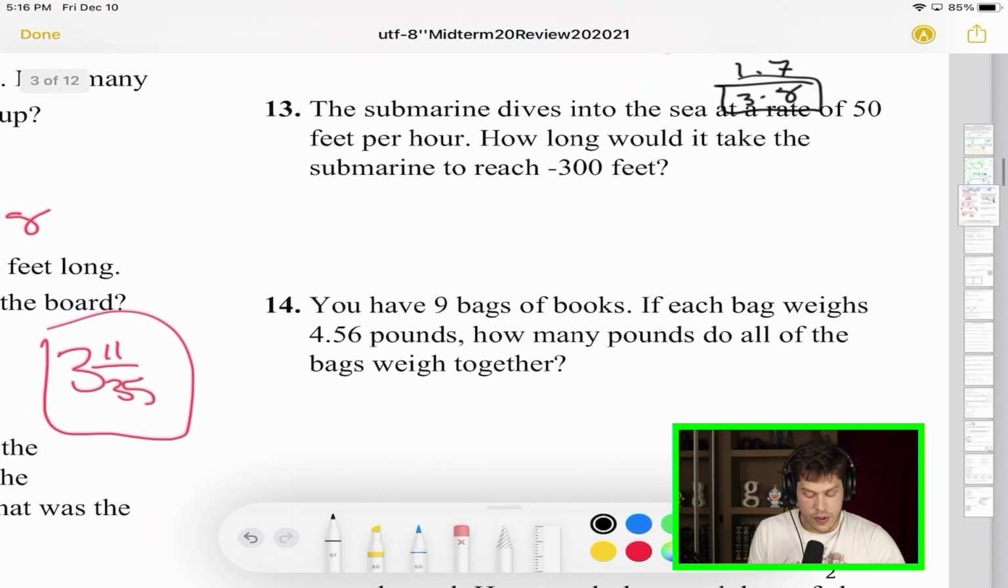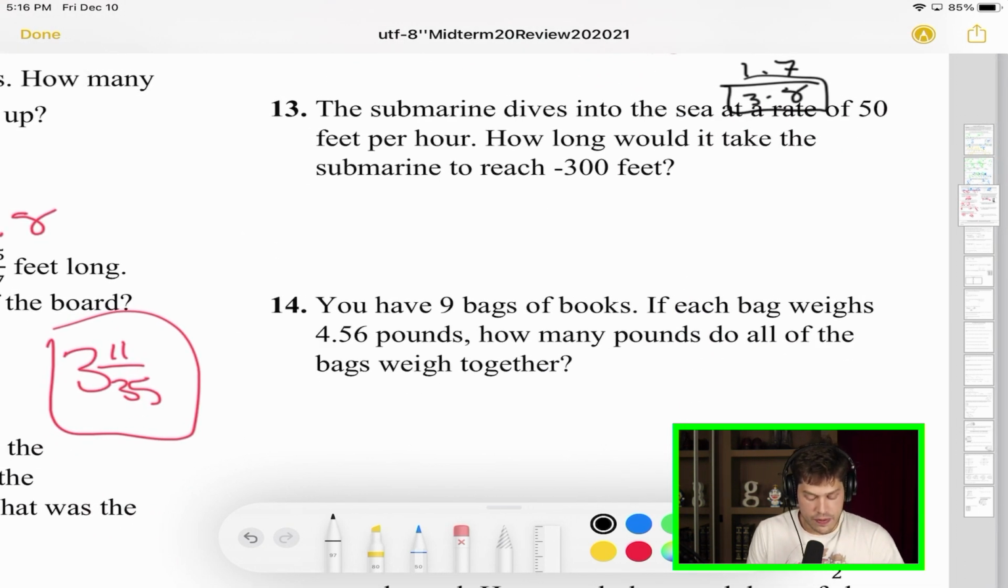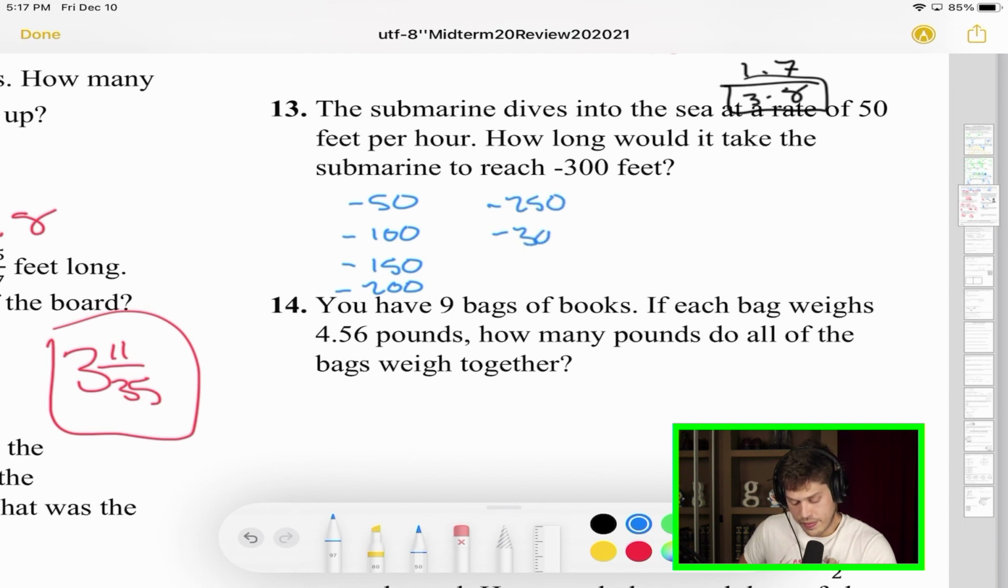Okay, the submarine dives into the sea at a rate of 50 feet per hour. How long would it take the submarine to reach negative 300 feet? So this would take 6 hours, but let's just map it out. We have negative 50 and then minus 50 more, then minus 50 more, and each 50, we're told, takes 1 hour. So from 0 to 50, 1 hour, 2 hours, 3 hours, 4 hours, 5 hours, 6 hours. So this takes 6 hours.